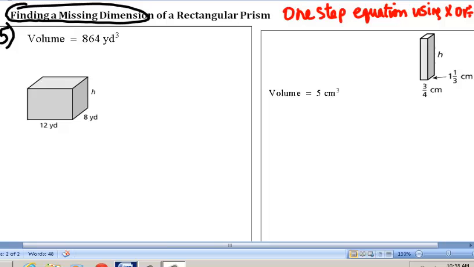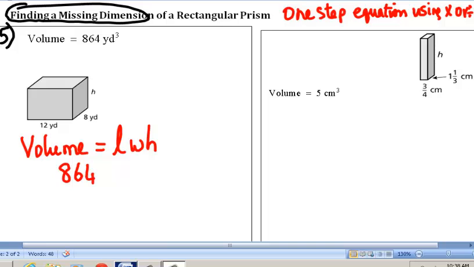All right, let's take a look. In this case, they've said that the volume, they've already given us that, and we know the formula, length times width times height. Now the volume is 864. Now you can write this either way. This length times width times height can go to the left, and it's okay. All right, equals, the length here is 12, width is 8.